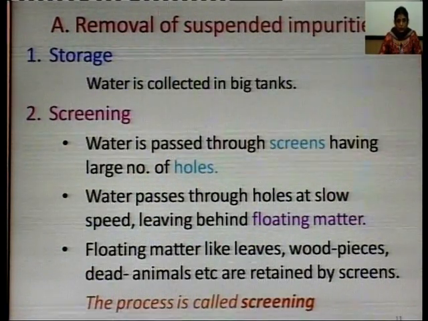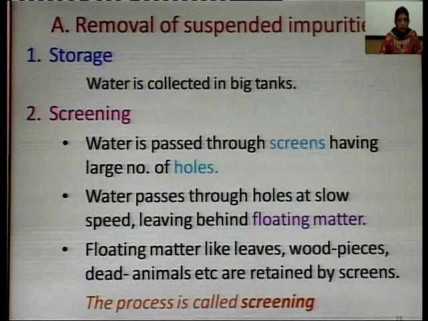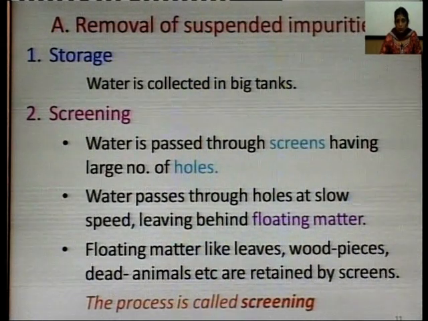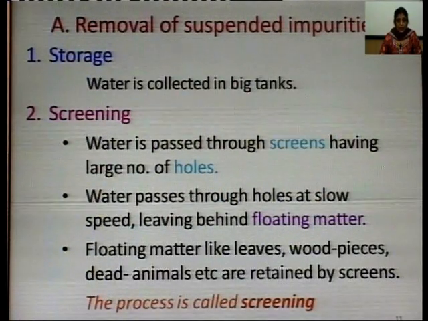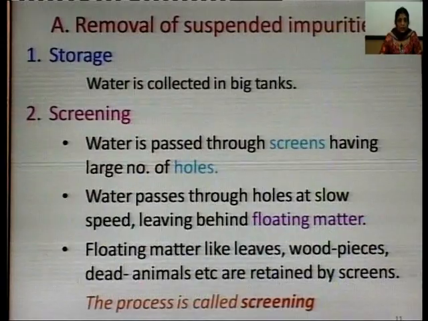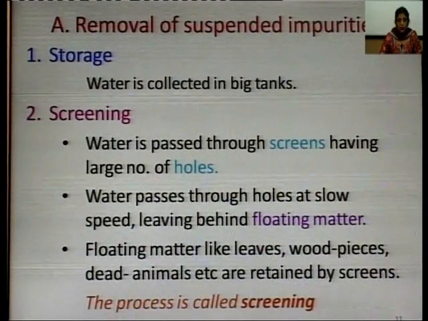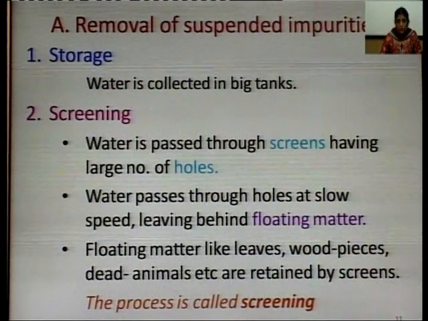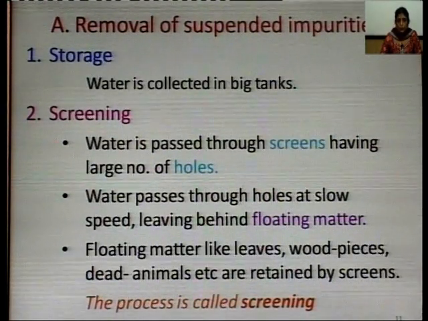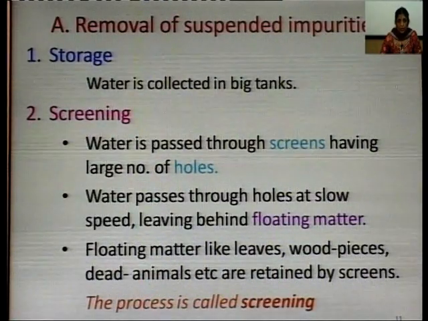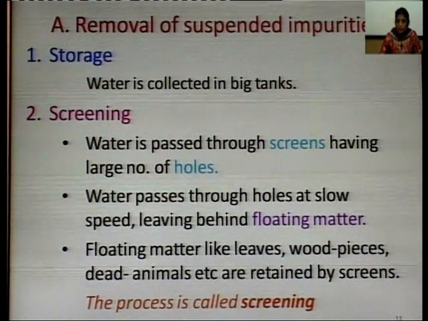So, we will study the two main methods of purification of water one by one. First of all, removal of suspended impurities. First of all, storage. The water which is to be purified is collected in big tanks, then it is taken for screening. In screening, water is passed through screens having a large number of holes, at a very slow speed. Then, as water passes through the holes, floating matter and suspended matter are left behind.